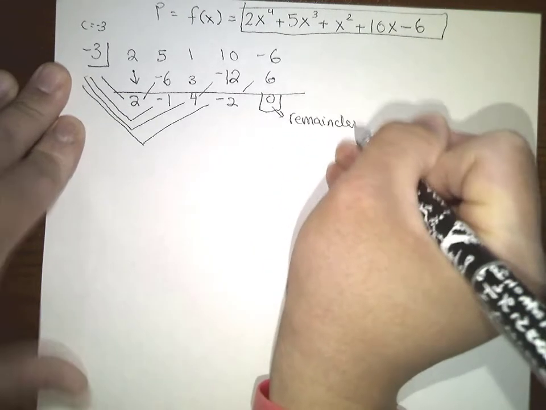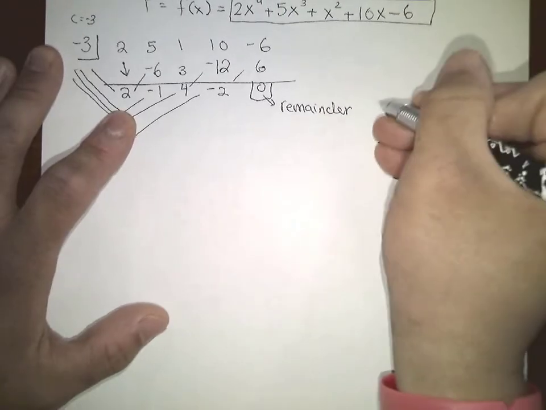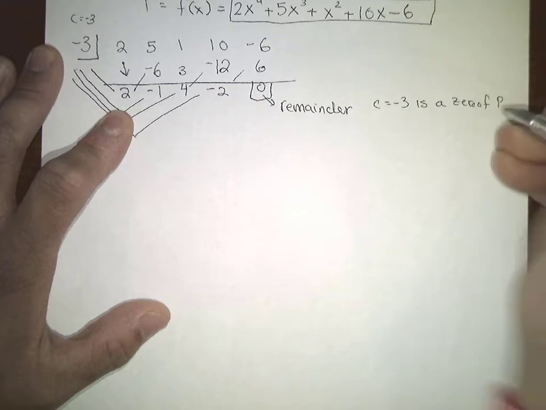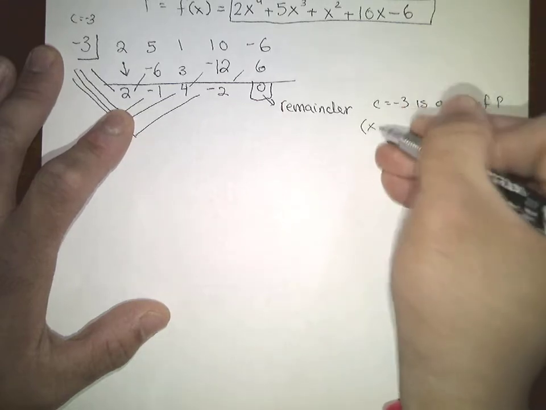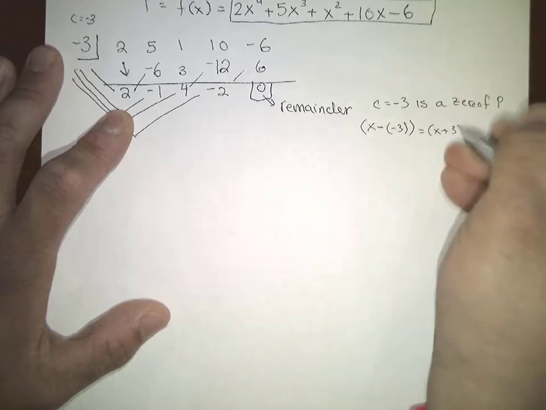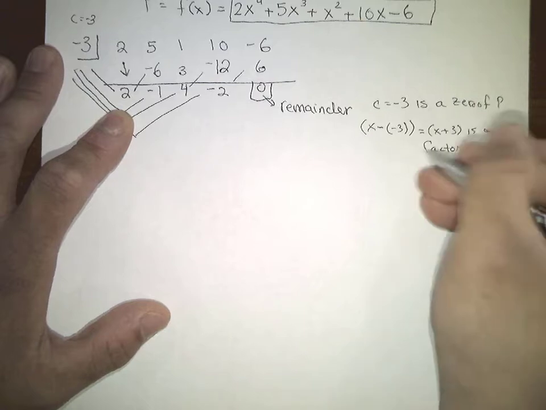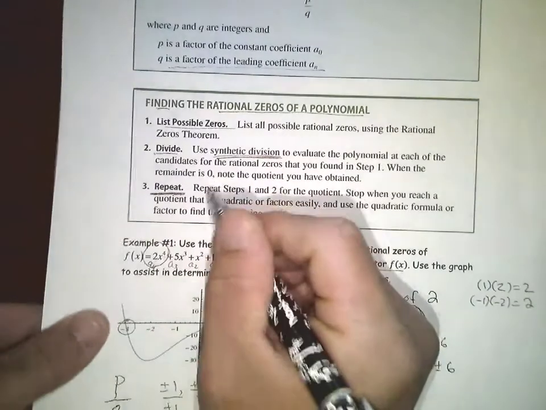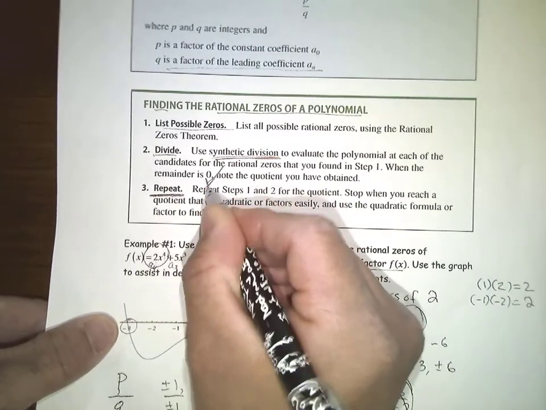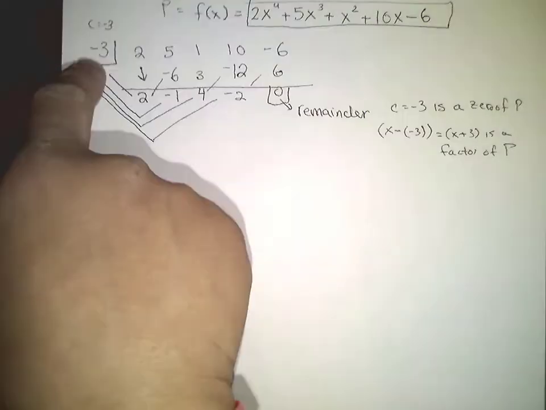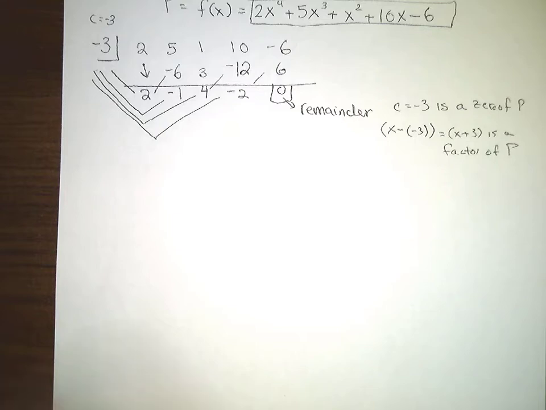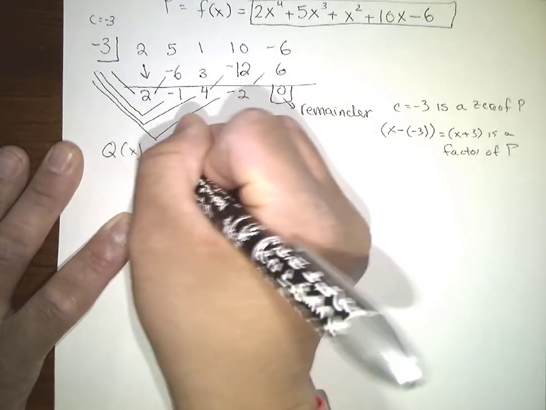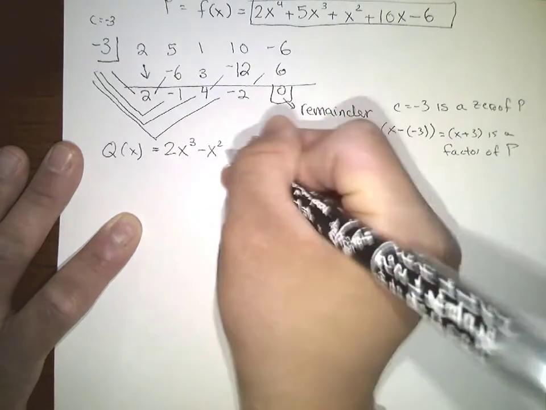So what that means is that c equals -3 is a 0 of the p, or the f of x here. And that also means that x minus -3, or x plus 3, is a factor of the p. Again, when I divide, I need to make sure that the remainder is 0, because that means that this part here will be a factor of p. And then I repeat this same division step for the quotient. So the quotient here would be 2x to the third minus x squared plus 4x minus 2.